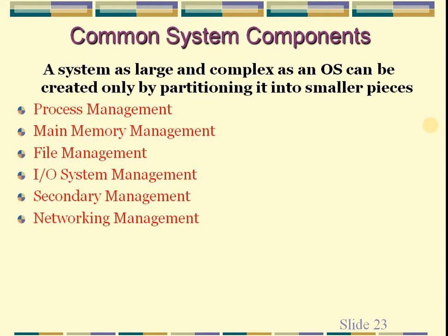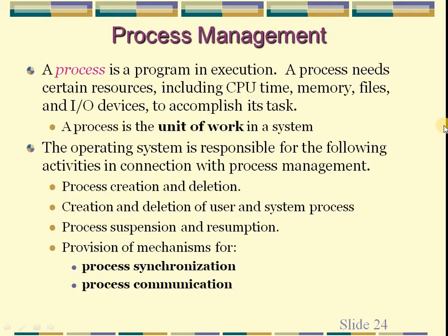Those are process management, main memory management, file management, I/O system management, secondary storage management, and networking management. Process management: a process is a program in execution. A process needs certain resources, including CPU time, memory, files, and I/O devices, to accomplish or finish its task. A process is the unit of work in a system.